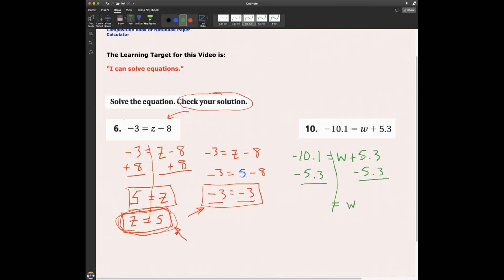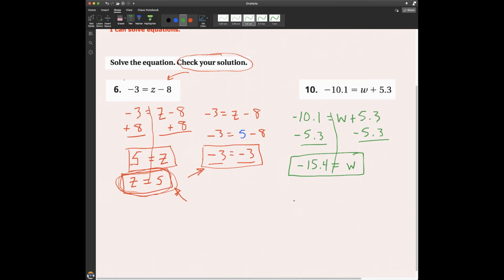And so I'm adding 5.3. When I subtract it, that ends up being 0. And so W is all by itself, which is what we want. And now over here, I have negative 10.1 minus 5.3, and that equals negative 15.4. All right. And now I want to check to see if this is the correct answer. And how do I do that?